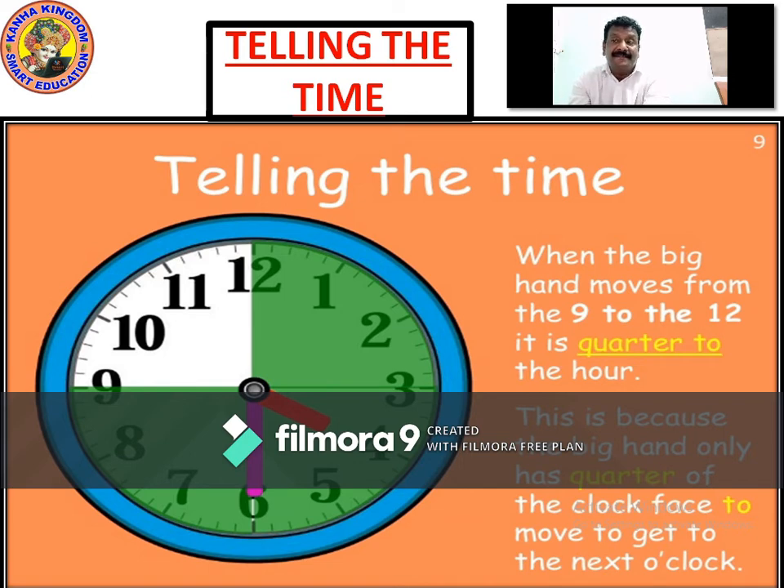If it is already at 3 and the small hand is coming towards 4, and the big one is crossing 9, what would be the time? So it is quarter to 4. It's just 15 minutes to 4. Quarter to 4. Past means it has already crossed.